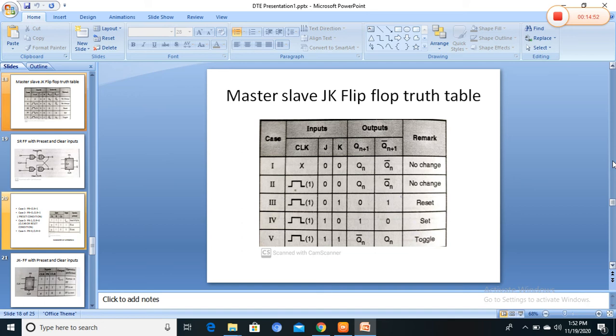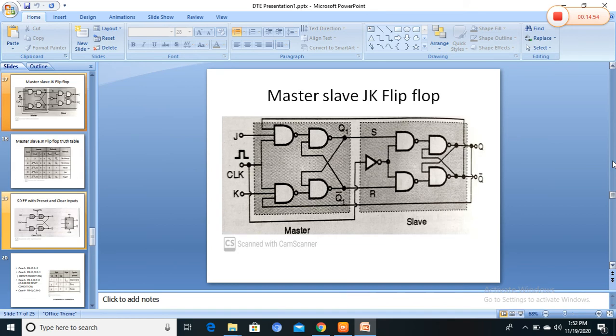In this diagram, in the last condition, when the clock is 1, the master is active and the slave is inactive. The output of the master will toggle, so the slave inputs are inverted. When the clock is 0, who is active? The slave is active and the master is inactive. So the output of the slave will toggle.